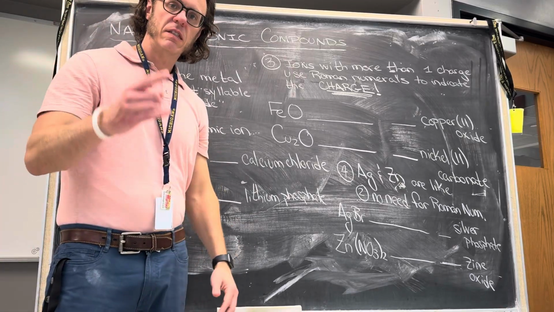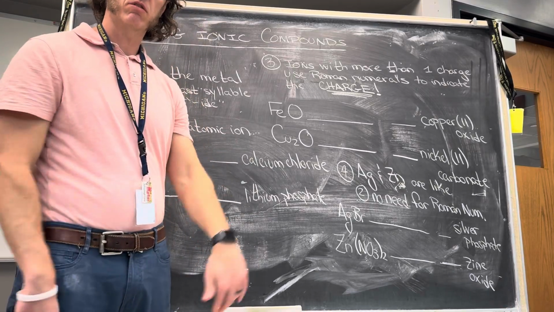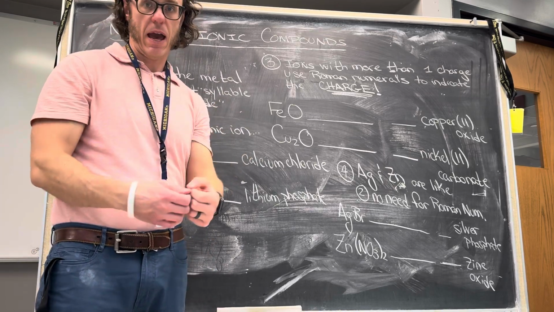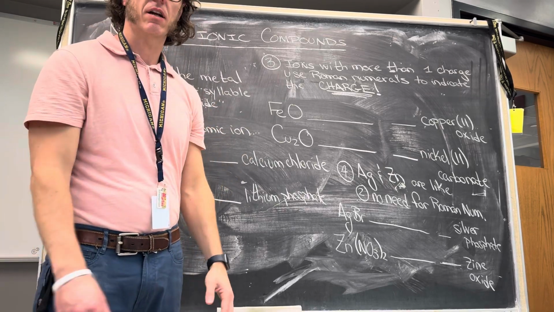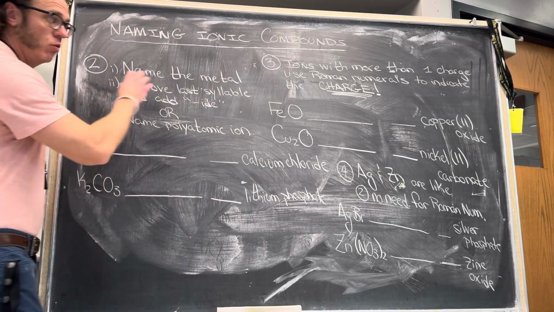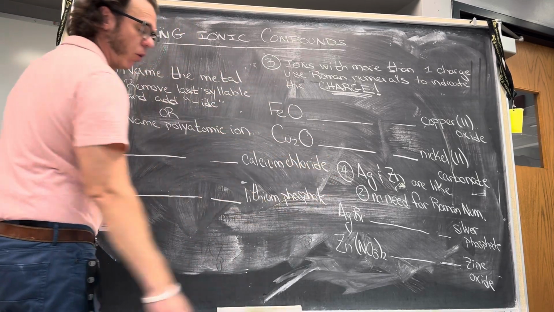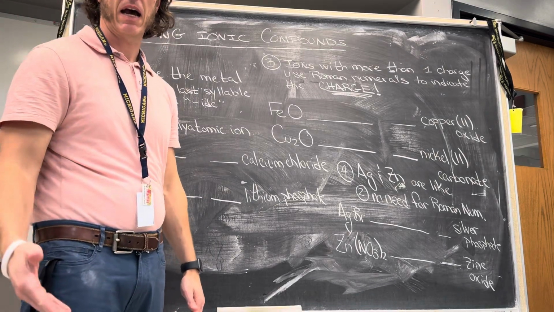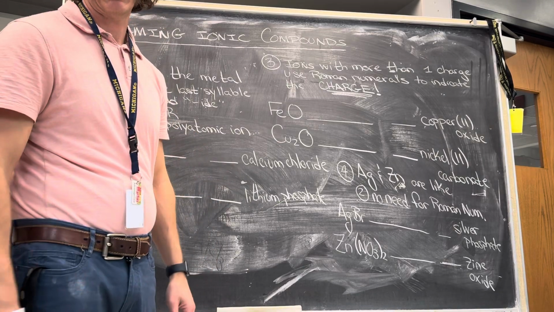Alright guys, this is naming video number 1. We're going to start with some ionic compounds here. If you look at that sheet that you got in class, we're going to go through and do some for numbers 2, 3, and 4. The naming system's pretty easy. You're absolutely going to need your polyatomic ion list. That is a must-have from now on.